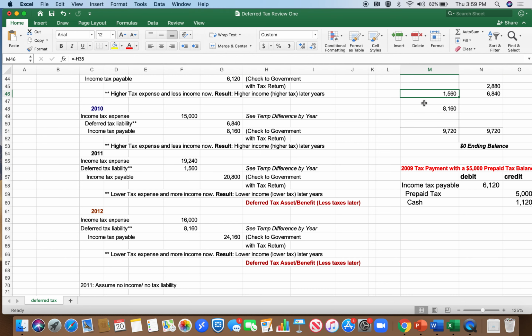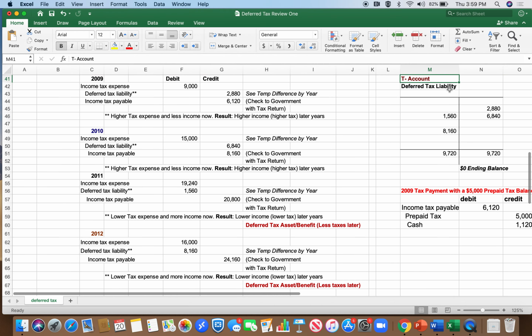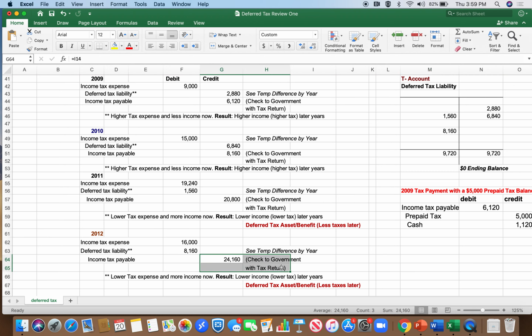We debit the deferred tax liability account. It's a deferred tax asset. The check we write to the government this year is more than the expense by the amount of the deferred tax asset. What does it mean? Lower tax expense and more income now, less of a tax expense in later years, but the problem is the depreciation is now over with. So it is a deferred tax asset, but depreciation is now over with.